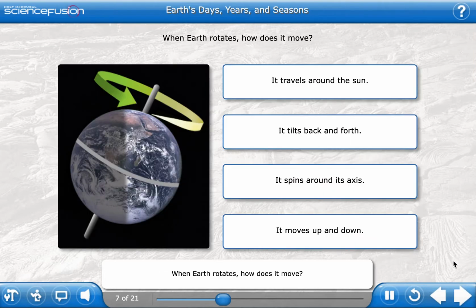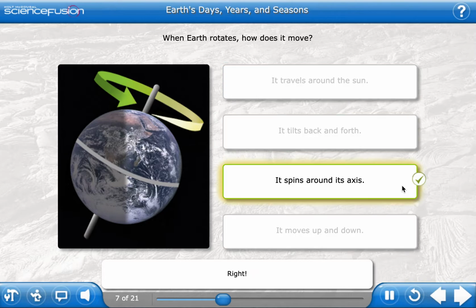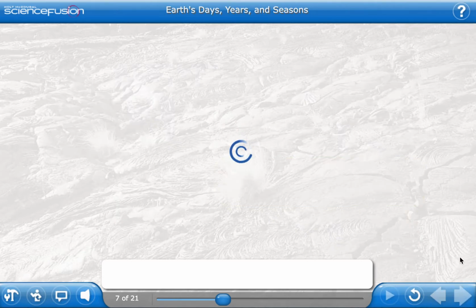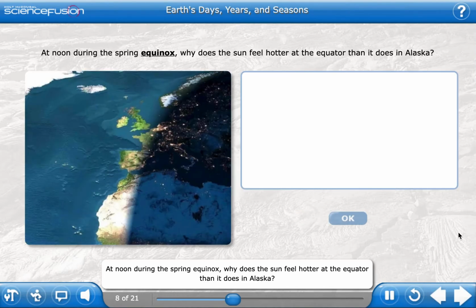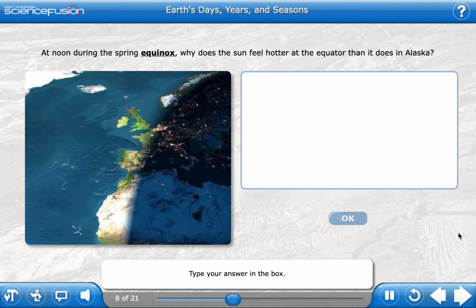When Earth rotates, how does it move? Click the correct answer. Right. The Earth rotates by spinning on its axis. At noon during the spring equinox, why does the sun feel hotter at the equator than it does in Alaska? Type your answer in the box. When you are happy with your answer, click OK.